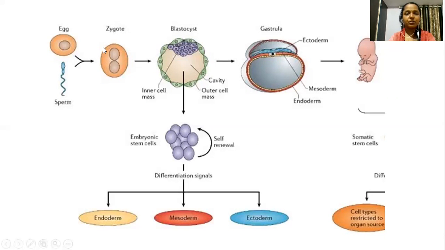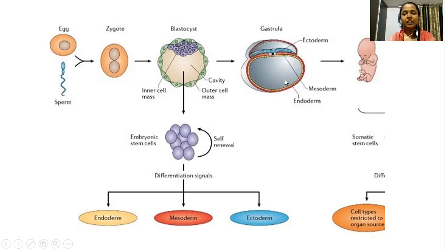How exactly does the formation of the dermal layers or the germinal layers happen? After the fusion of the gametes, egg and sperm, there will be the formation of a zygote. The zygote keeps on dividing into a 2 cell, 4 cell, 8 cell and 32 cell stage, and that forms a structure which we call the blastocyst. The blastocyst has the blastomeres and the blastocoel cavity.